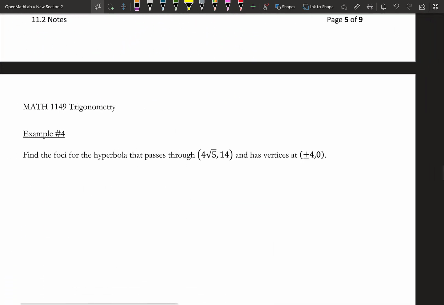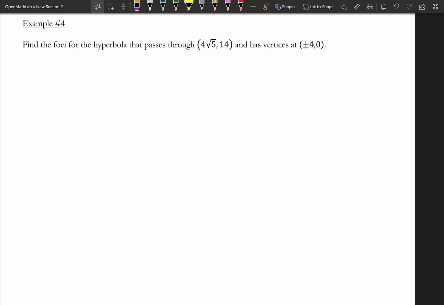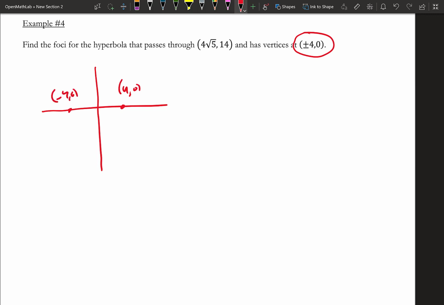All right, so then the next one, example 4, we're asked to find the foci for the hyperbola that passes through the point 4 radical 5 comma 14 and has vertices at plus minus 4 comma 0. So thinking through this a little bit, these vertices at plus minus 4 comma 0, I can kind of graph those. We'll say that this is 4, 0 and this is minus 4, 0.